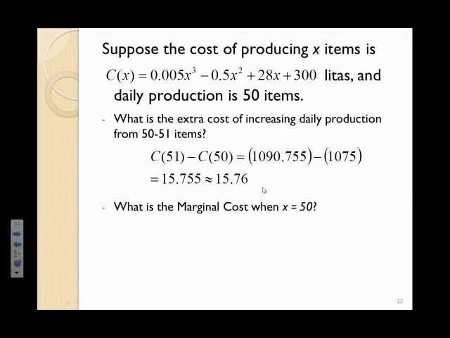Now, let's contrast that to finding our marginal cost when x is equal to 50 using the derivative. Well, if we find the derivative of this, it's going to be 3 times 0.005, which is 0.015 x squared, and 2 times 0.5, well, that's 1, so it's just minus x plus 28. Now doing a C prime of 50 is easier. It takes a little less work. We come out with 15.50, 15 litas and 50 centas, and we realize taking the derivative, it was close. It's not exactly perfect, but it's close enough, and oftentimes in business, we just simply use that as marginal cost, especially when we have to calculate it quickly. So it's not exact, but it's close.